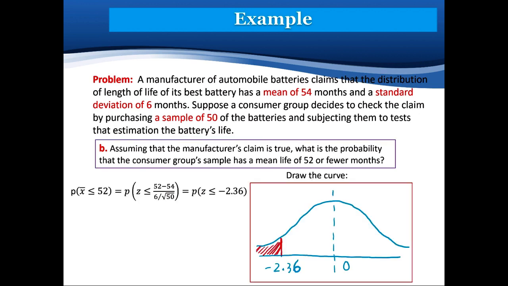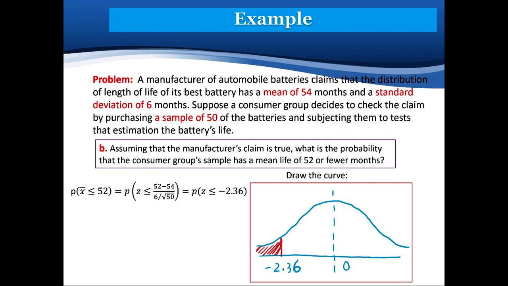So in this question, mu is 54. Sigma of the population is 6. And n is 50. So you can calculate the z-score. Use your calculator. The z-score will be negative 2.36.